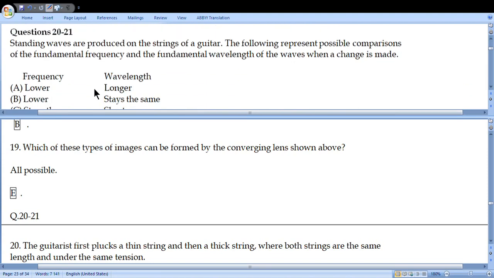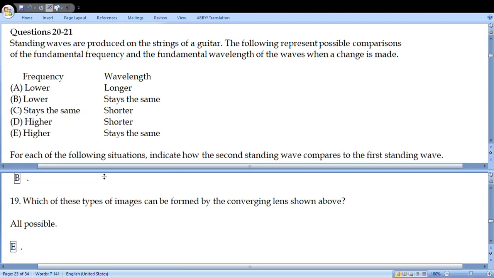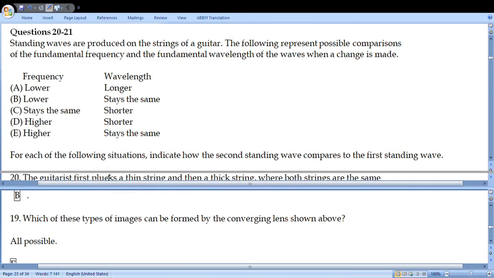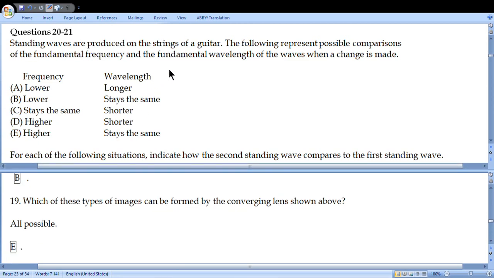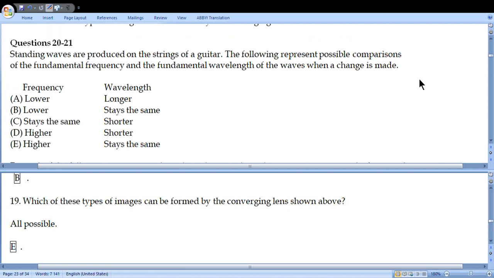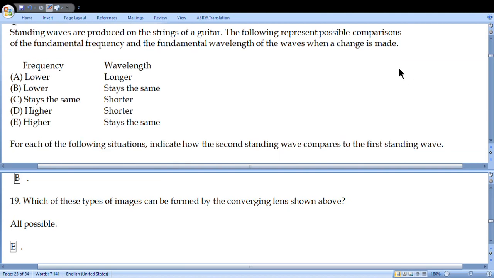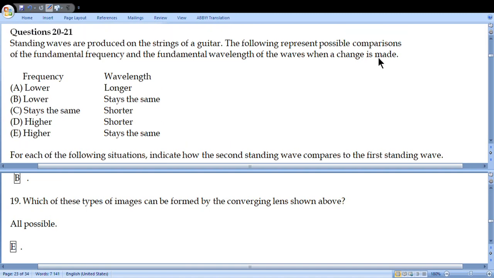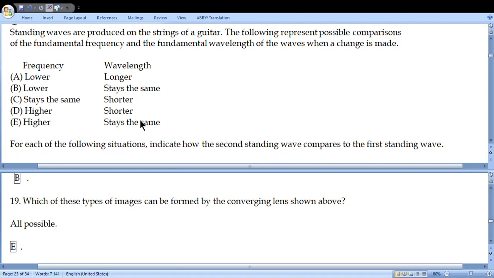Questions 20-21. Question 20. Standing waves are produced on the strings of a guitar. The following represent comparison of the fundamental frequency and the fundamental wavelengths of the waves when change is made. So frequency and wavelengths either lower or stay the same or shorter, higher or shorter, longer.